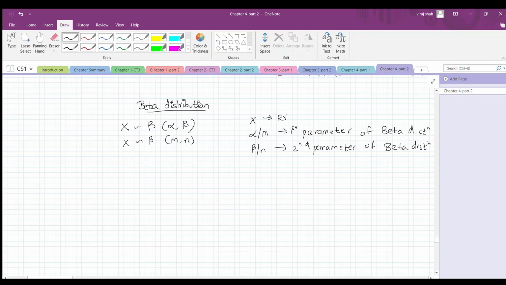Okay, so what is the PDF? The PDF, or f of x, is 1 upon beta of m comma n, into x raised to m minus 1, into 1 minus x raised to n minus 1. What is the range of x? Basically, x lies between 0 and 1. All of these would be given to us, right?